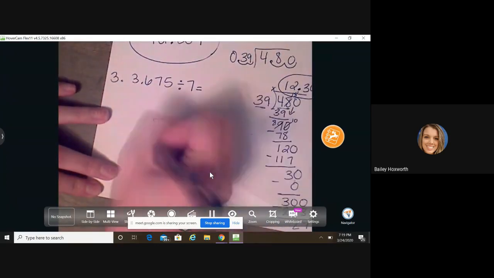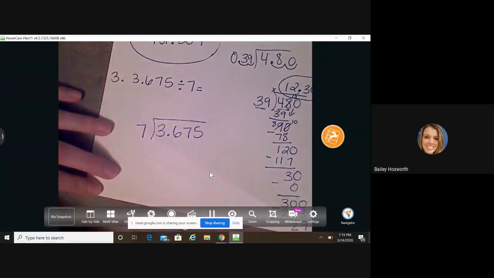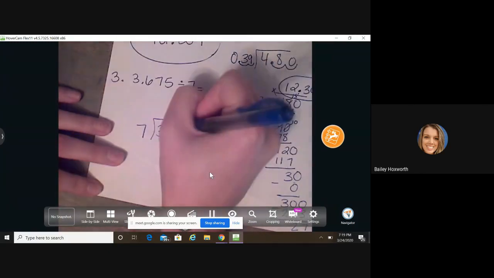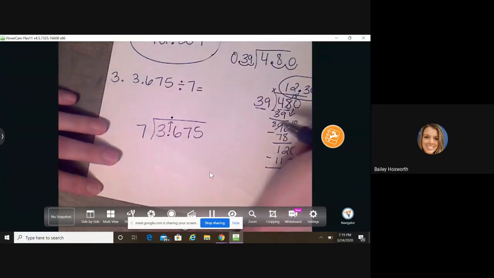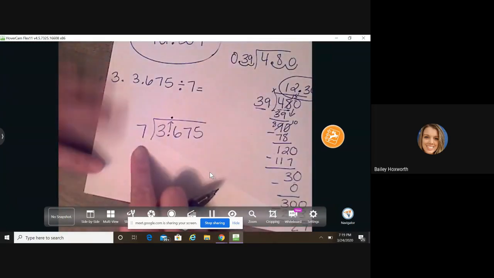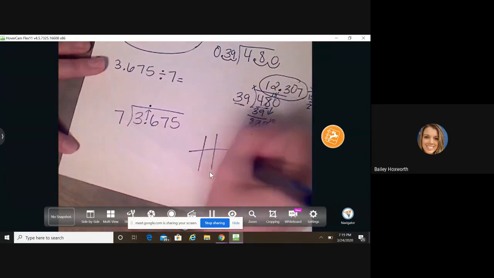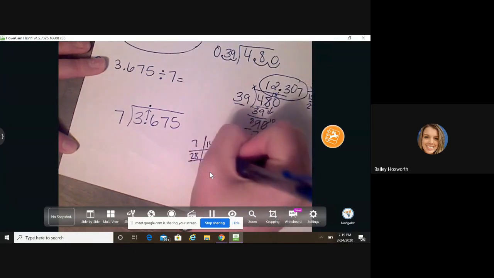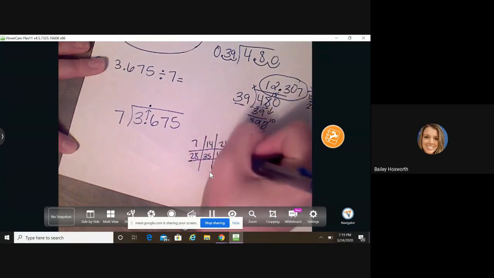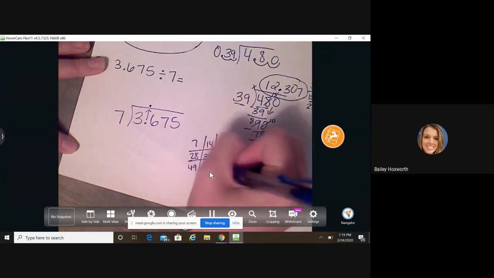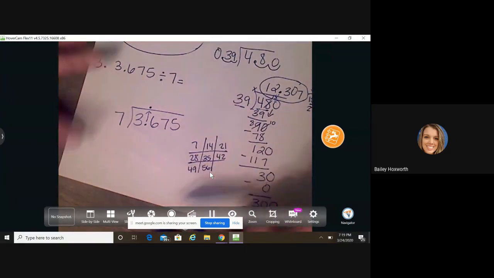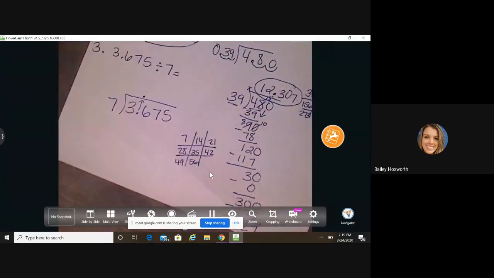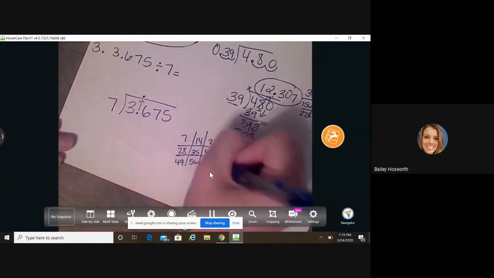I have 3.675 inside my house and 7 outside my house. I do not have a decimal outside my house, so my decimal just needs to go straight up. So dividing like normal. Can 3 be divided by 7? Let's write our little multiples. 7, 14, 21, 28, 35, 42, 49, 56, 63. Okay.